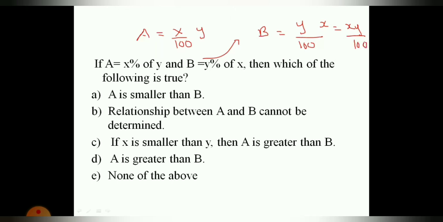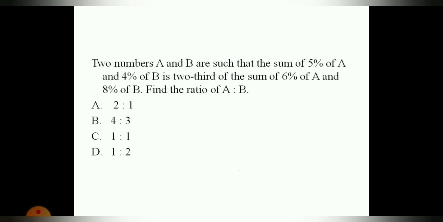Okay, so we get A equal to XY by 100 and B equal to XY by 100, which means A equal to B, right? But the options which are given, that option is not there. A is more than B, relationship between A and B cannot be determined, no. So all the four options are not matching, so the answer is none of the above. A equal to B is the right answer.